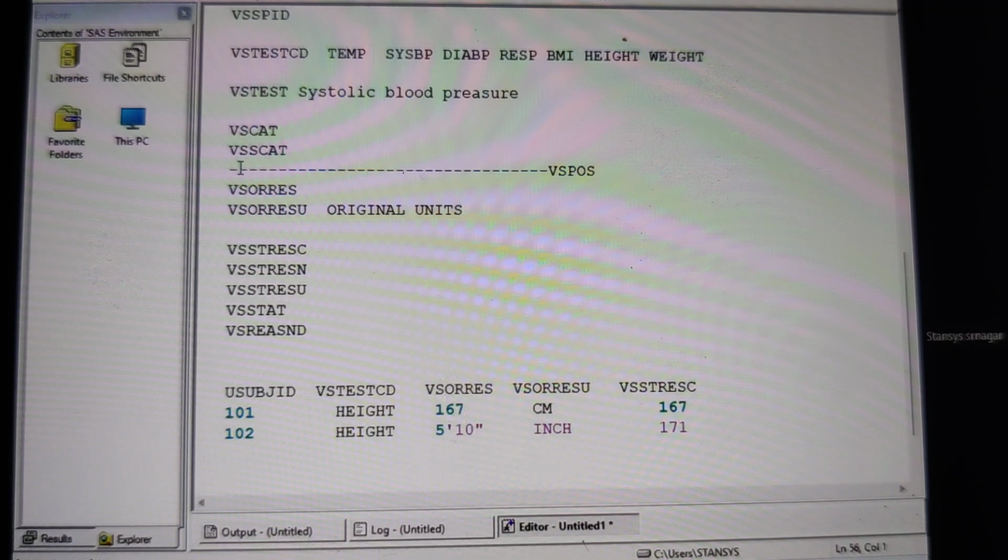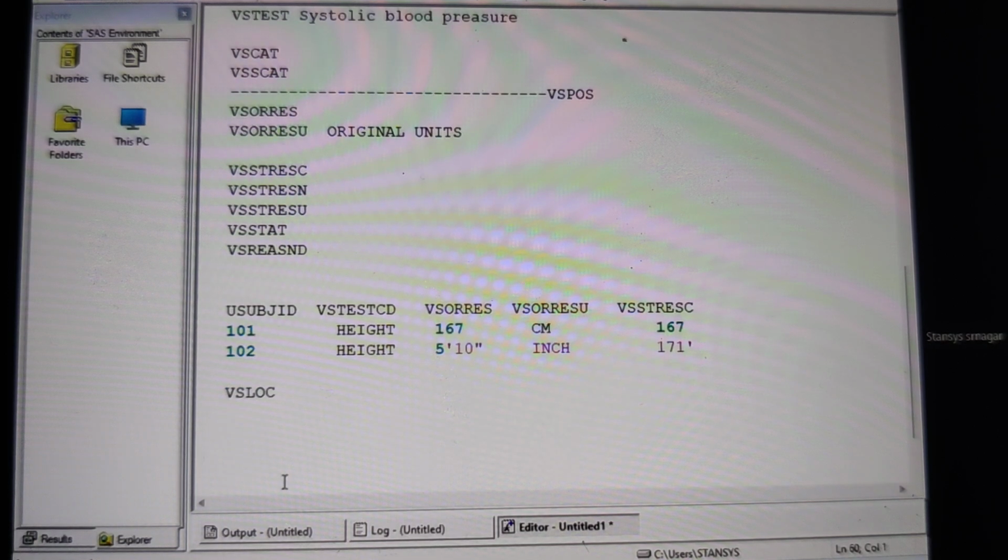After category and reason are done, we are going to have VSLOC, location. Location is also important when it comes to the vital signs measurement. Location, anatomical body part. From where we have measured the vital sign, whether it is arm or hand or forehead. From wherever we collected this information, we are going to have the anatomical body part location. Then we have the next variable, VSLAT, laterality. If the location is the hand, is it left hand or right hand?